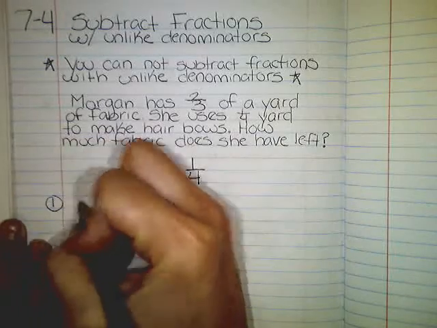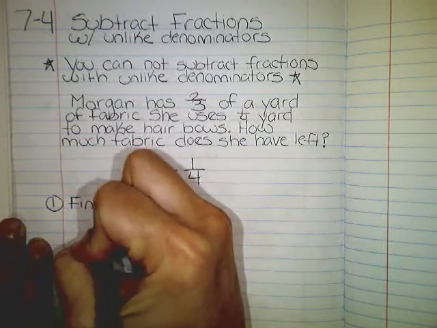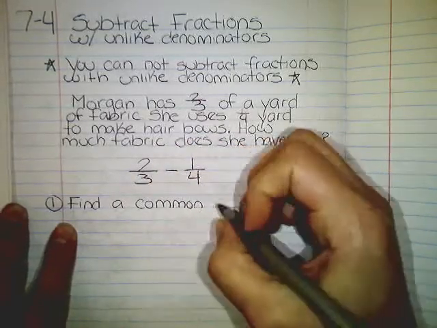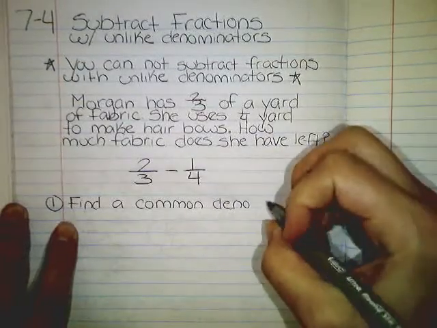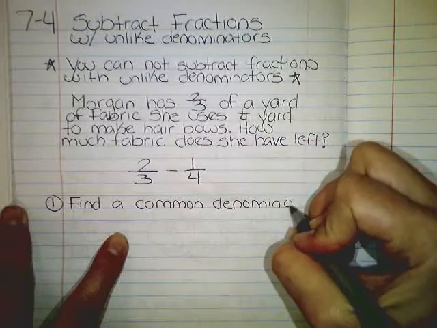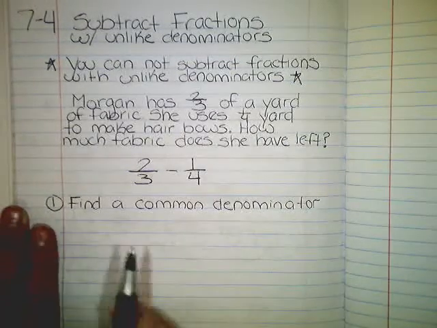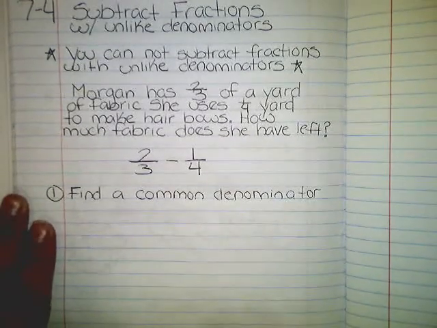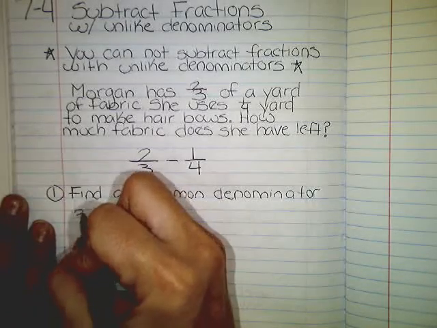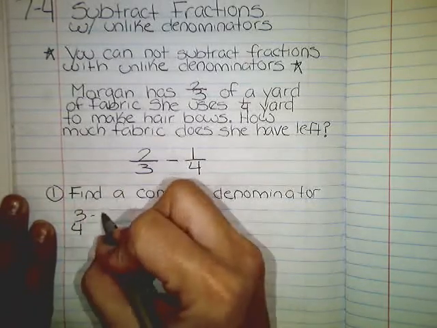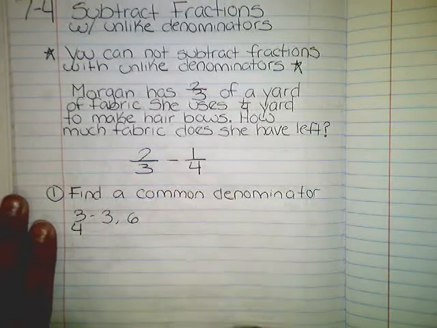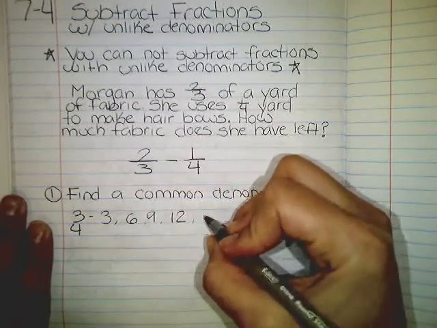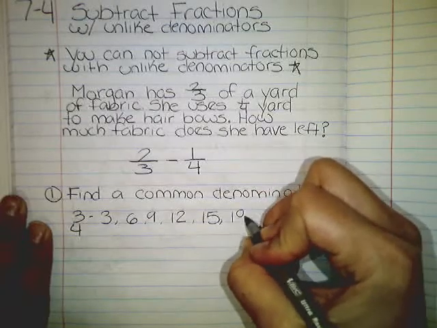So our step 1 is find a common denominator. Just like we learned in lesson 7-3, we are going to change the denominators in 2/3 and in 1/4 to have matching numbers. Let's go ahead and list the multiples of 3. 3, 6, 9, 12, 15, 18.